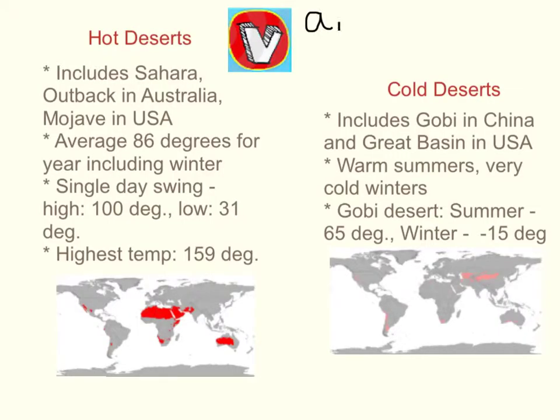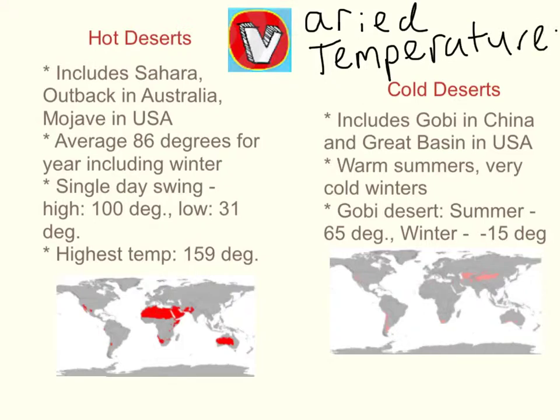V is for varied temperature. Varied, like it ranges from really cold to really hot. When most people think of the desert, they only think of hot deserts, and there are a lot of them. The Sahara is a hot desert, as well as those found in the United States and even the outback in Australia. Hot deserts can get as high as 159 degrees Fahrenheit.